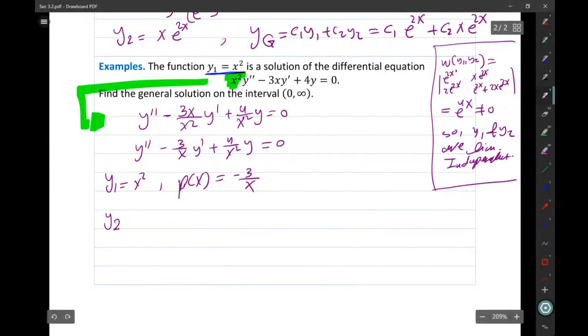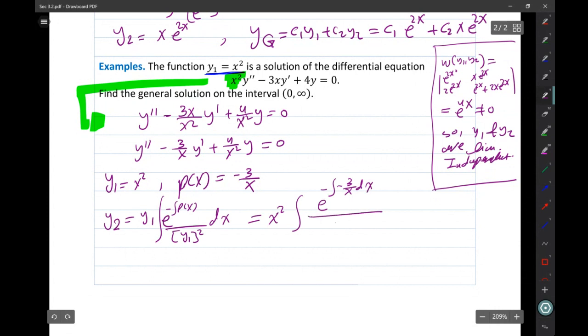Now the second solution y2 is y1 times the integral of e to the power minus the integral of p(x), divided by the first solution squared, dx, which is equal to x squared times an integral of e to the power minus the integral of minus 3 by x dx, divided by x squared, squared.